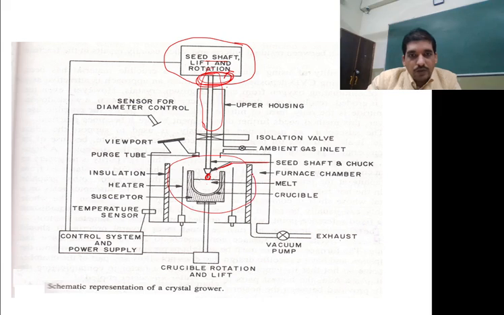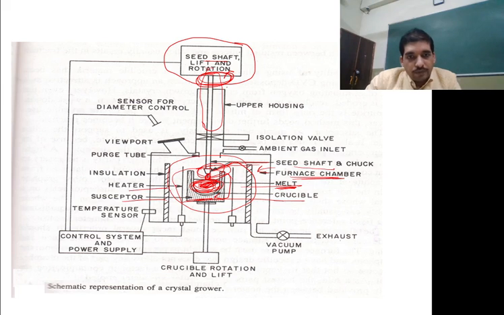Now what is this portion? This is your crucible, the furnace section. This is your furnace chamber. Then the crucible is here inside this furnace, which holds the complete charge, the material, the silicon, that means EGS is placed here, right? And at the high temperature it is in a liquid state, that means it is melted. The seed shaft and chuck is here, which goes inside this furnace and touches this melt, this silicon material. The susceptor is here to support this crucible.